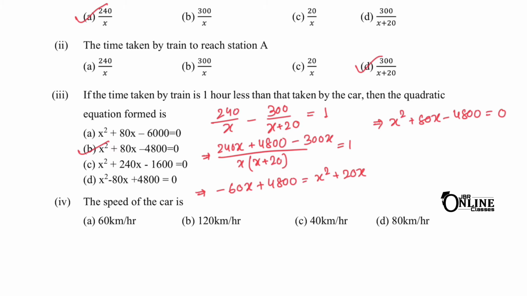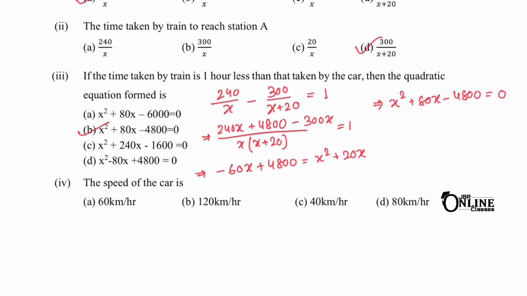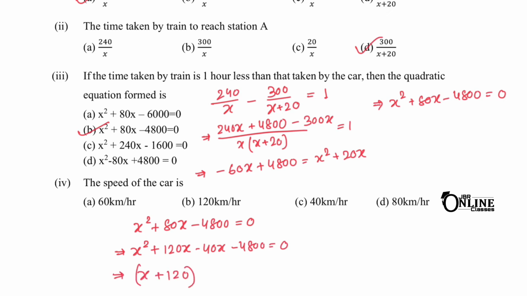Now the last question: the speed of the car is. You have to find the speed of the car. That means you have to solve this equation. As x square plus 80x minus 4800 equals 0, you can write x square plus 120x, then minus 40x minus 4800, equals 0. So from that you can write x plus 120 and x minus 40 equals 0. So your answer will be C, 40 km per hour.